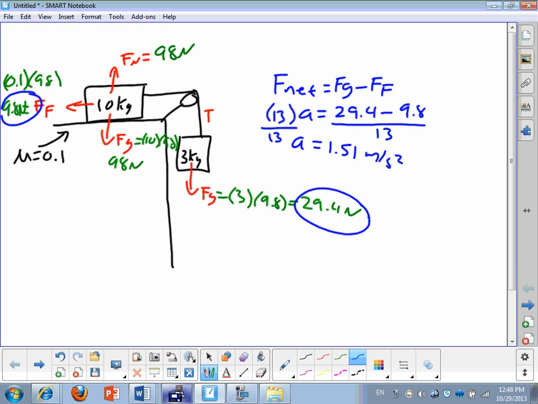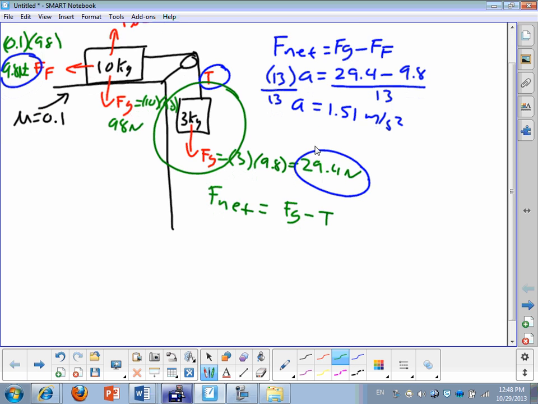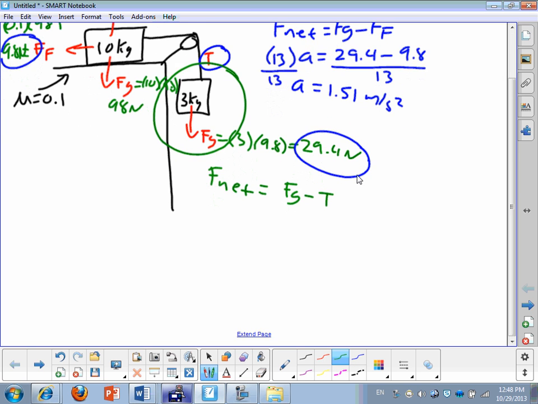So, next thing I want to find is the tension. To find the tension, I remember back to my horse and my cart example, I circle one object. Circle it as one object and say, what does that object feel? Its force net is going to come from the force gravity down minus force tension up. Do I know the force net on the object? I know its mass. I know its acceleration.